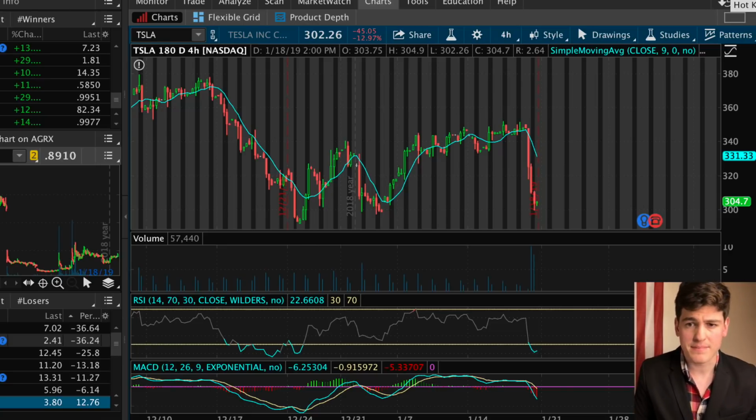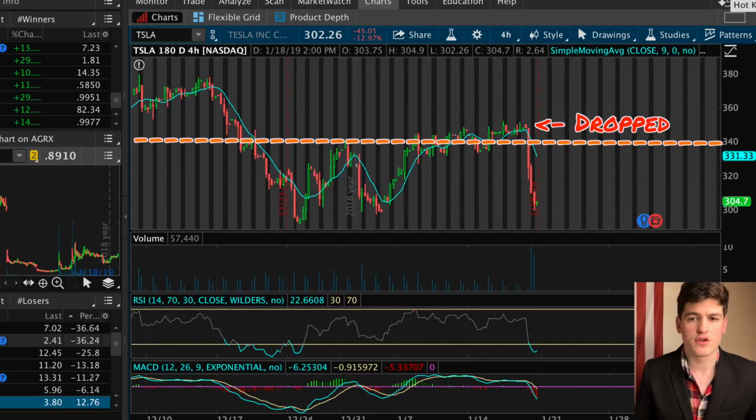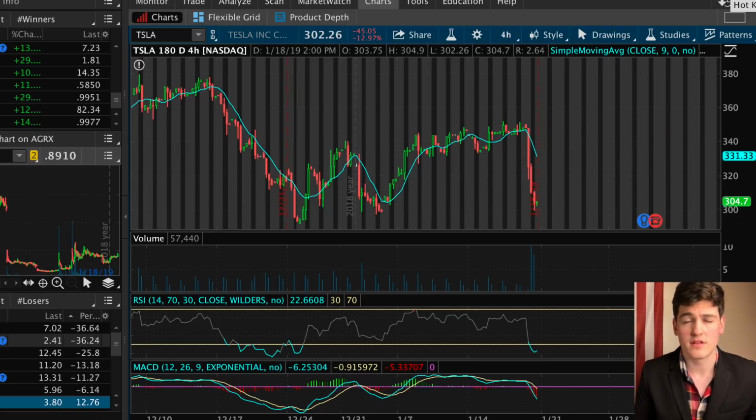Now with the latest dip, guess where I'm going to be declaring resistance? Not even here where it dropped, which is where many would declare resistance, but at the more conservative level. That way the odds are more in our favor and we have minimized our risk of losses.